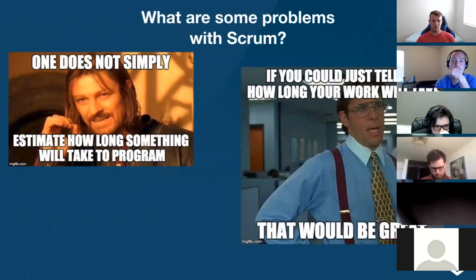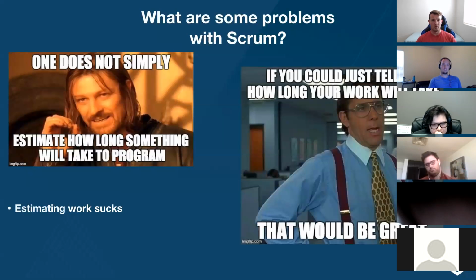Okay, what are some problems with Scrum? Well, one does not simply estimate how long something is going to take to program. That is honestly one of the biggest problems, is estimation. It is very hard to look at a ticket and say, yeah, this will take me 7 hours to do, so I will finish it within the next 7 business hours. Or, yeah, that'll take me 2.5 days. Usually, we underestimate how long something is going to take. So definitely one of the biggest problems with Scrum.